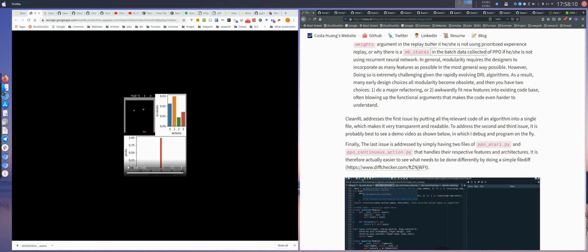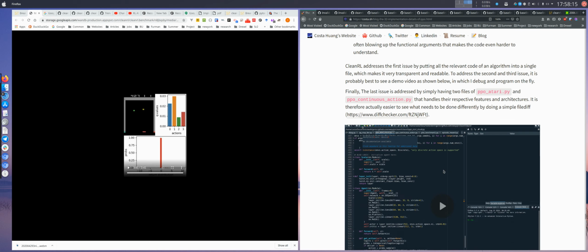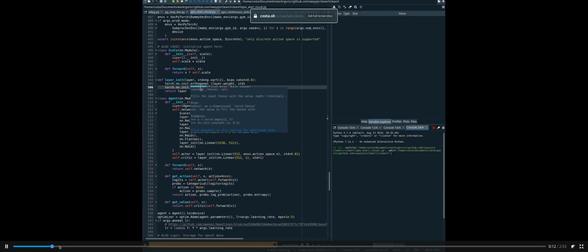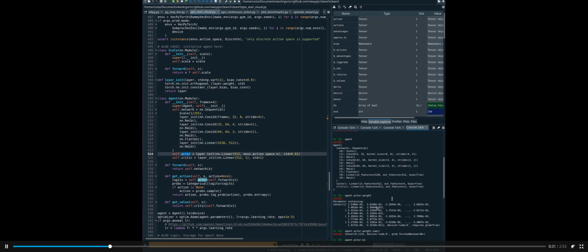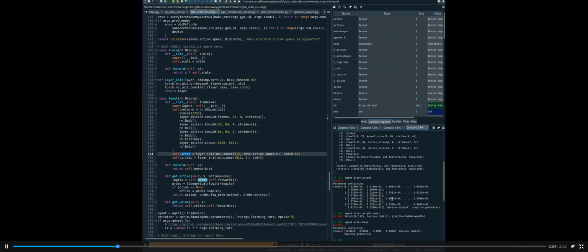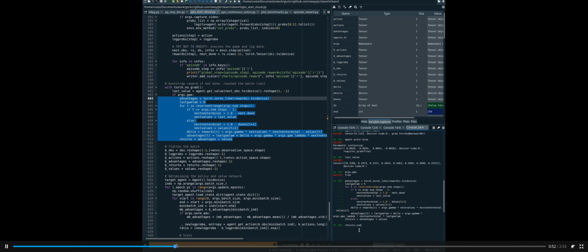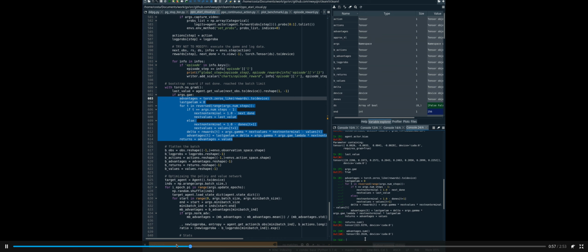And I just say CleanRL addresses the first issue by putting all relevant code in a single file, so it's easy to understand. And secondly, this is how I debug and develop, right? So for example, I Control C and I can see the agent's weights and biases. Sometimes this is helpful if I want to have some sort of reproducibility between different files. I'll try to seed everything and see if the agents are initialized with the exact same weights. And also, you can just print out things like that.